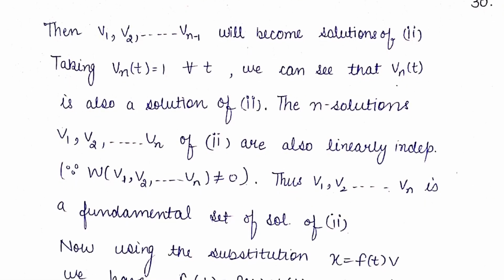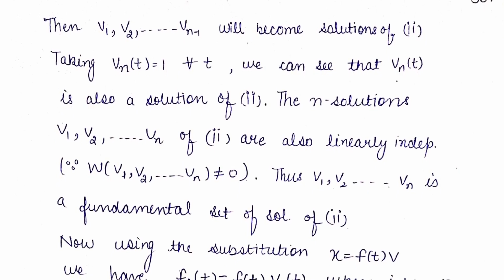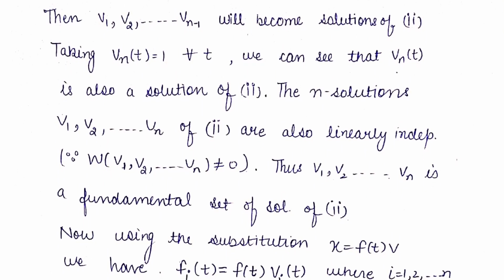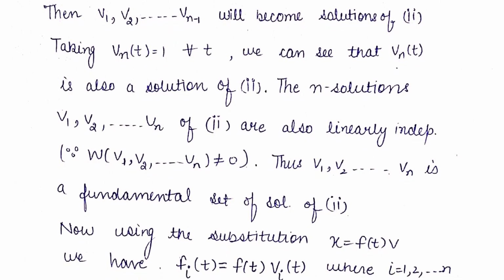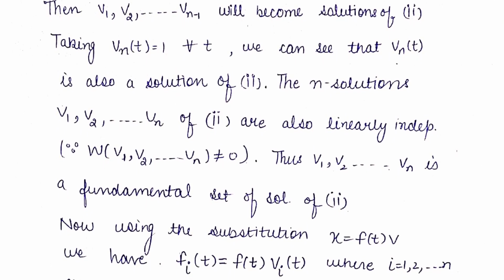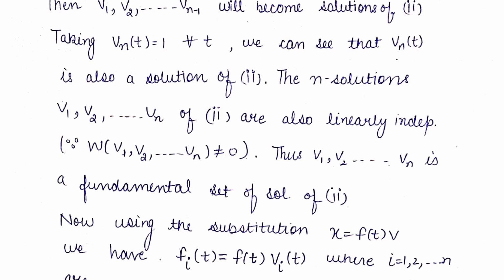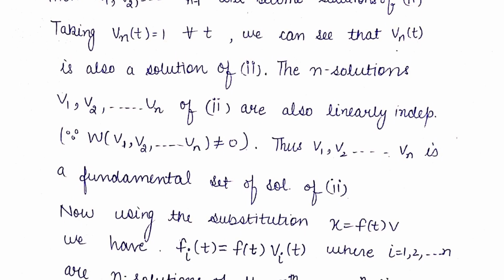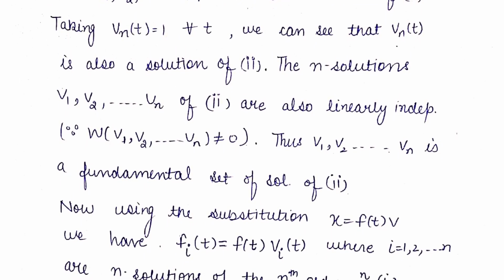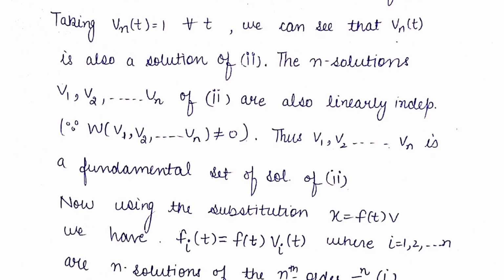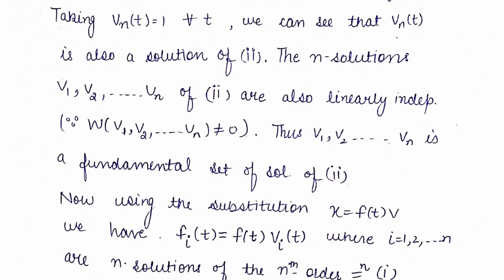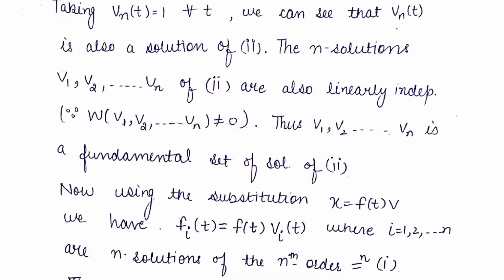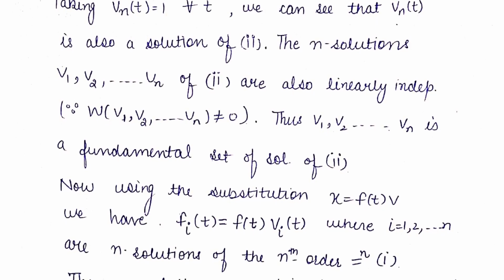Now, since W1, W2, ..., W n minus 1 are solutions of equation 3, V1, V2, ..., V n minus 1 will become solutions of equation 2. Together with these solutions, taking Vn t equal to 1 for all t, we get that this Vn t is also a solution of 2. You can check it easily. These n solutions, namely V1, V2, ..., Vn of 2, are also linearly independent. Why are these linearly independent? Because the Wronskian of V1, V2, ..., Vn is not equal to 0. And thus V1, V2, ..., Vn form a fundamental set of solutions of 2.